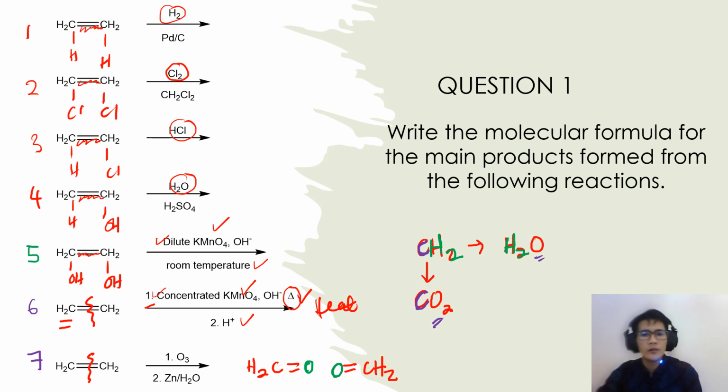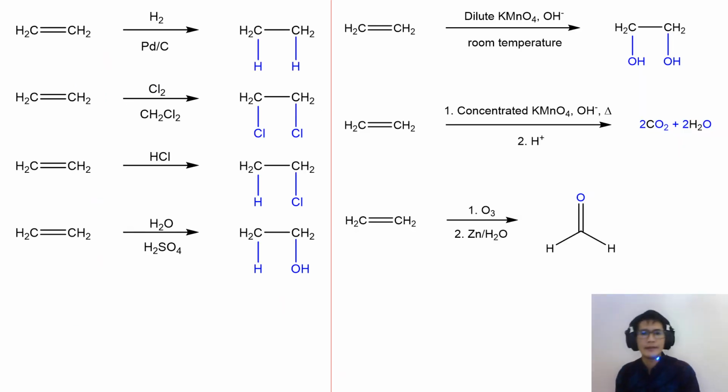So in the equation we can write like this. The first one, we add H and H to the double bond, so the alkene becomes the alkane, which is ethane. Number 2, we will get the vicinal dihalide. Number 3, we will get haloalkane.